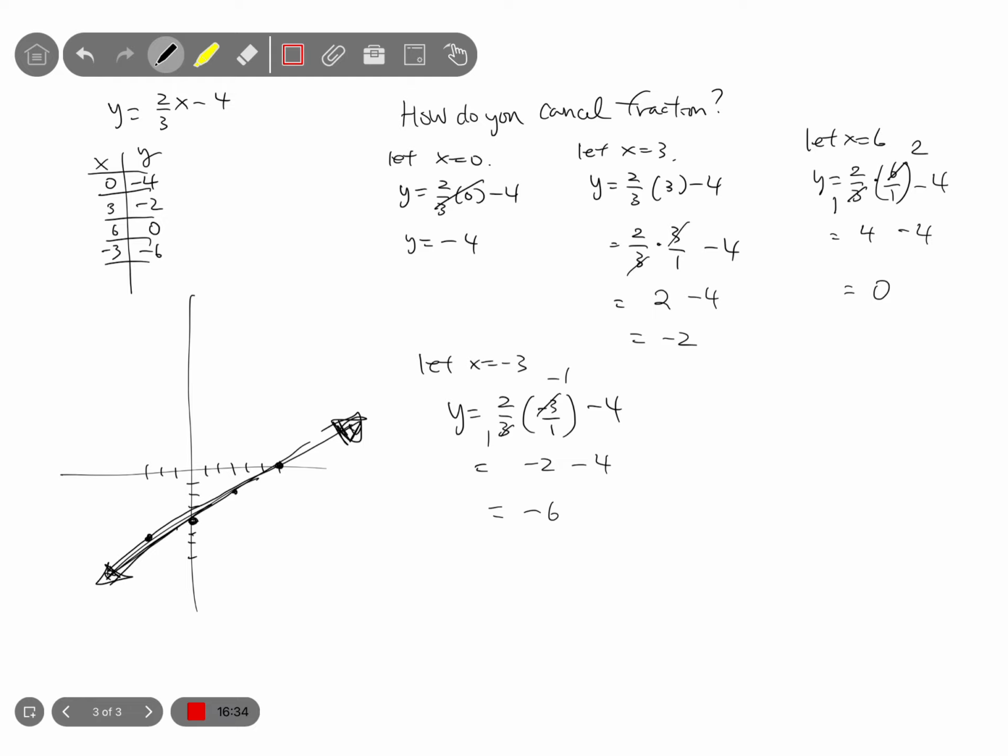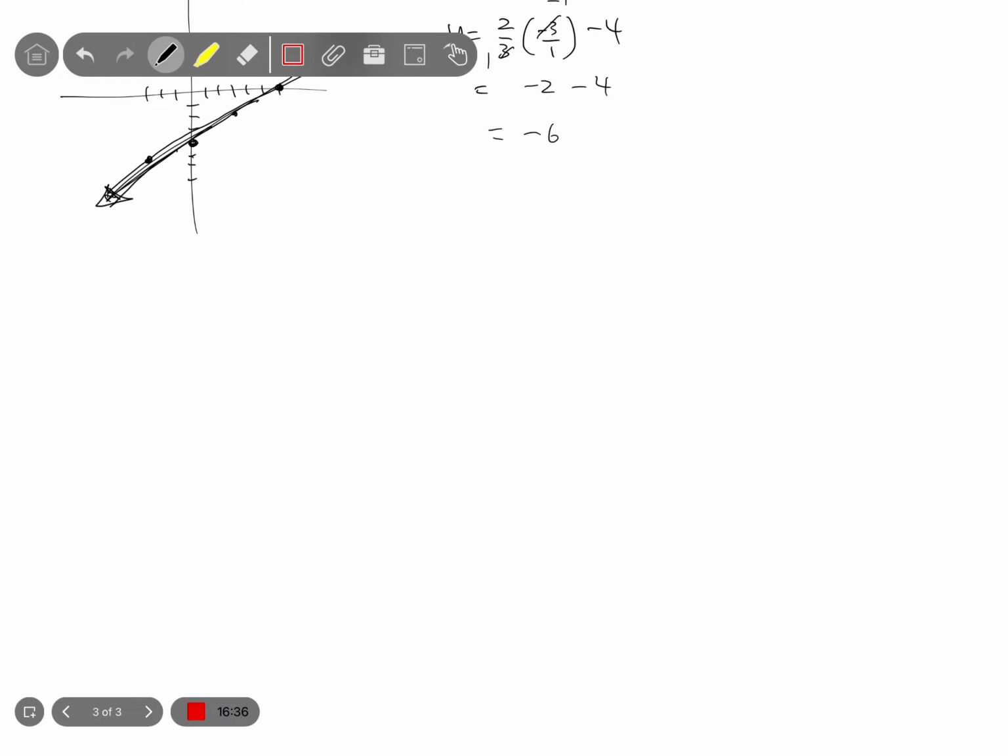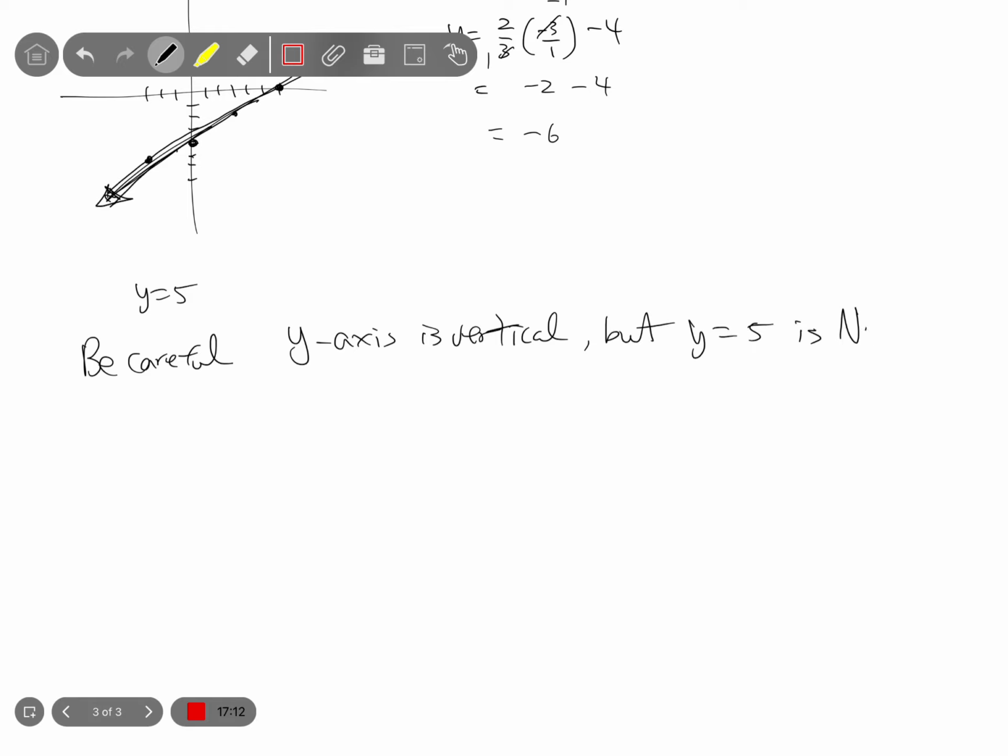Now the last two we want to talk about are the vertical line and horizontal line. Notice I gave you the formula, right? The formula for a horizontal line is always y equals some constant. So y equal to 5 means I should have a horizontal line, right? But be very careful. The biggest mistake is most people, when they see y equal to 5, they think it's a vertical line because the y-axis is vertical. Okay, so be careful. The y-axis is vertical, but y equal to 5 is not vertical.